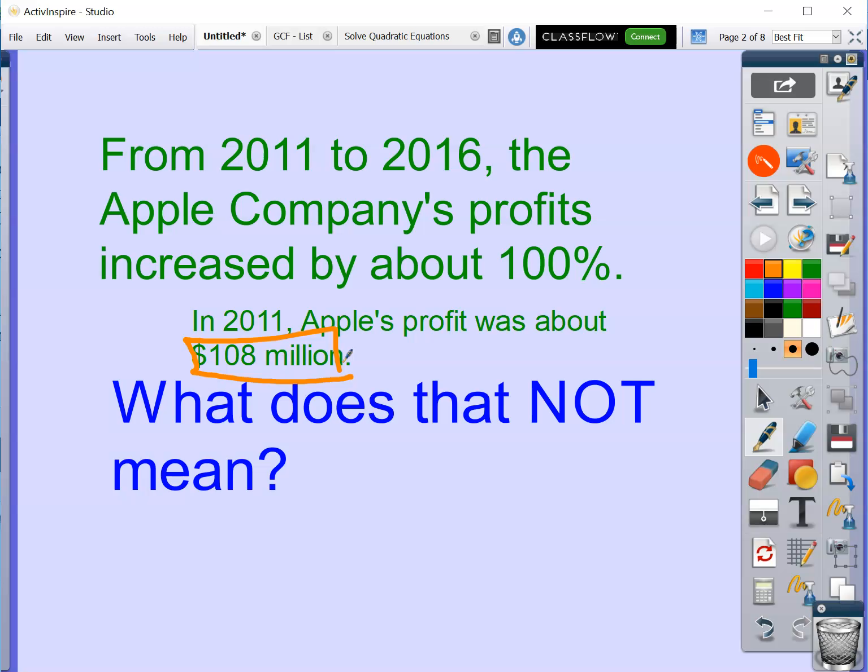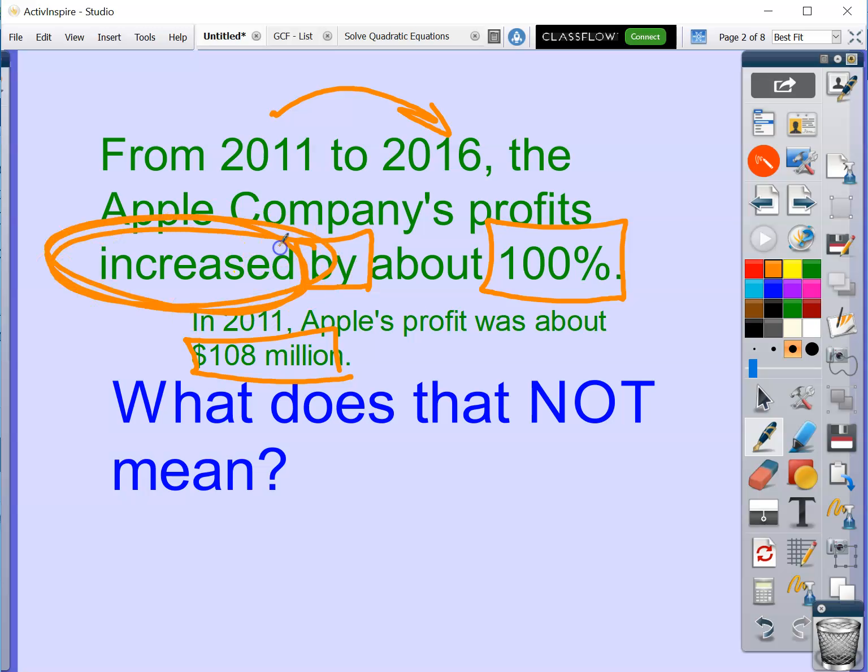Well, see, here's the thing. If it increased by 100%, some people say, well, 100% is like the whole thing. So it doesn't mean it's 100% of what it was before. That wouldn't make any sense for it to not go up at all from 2011 to 2016. It increased by 100%. Okay, here's what that means. The amount of increase was 100% of what it was before. So it basically gained another 108 million.